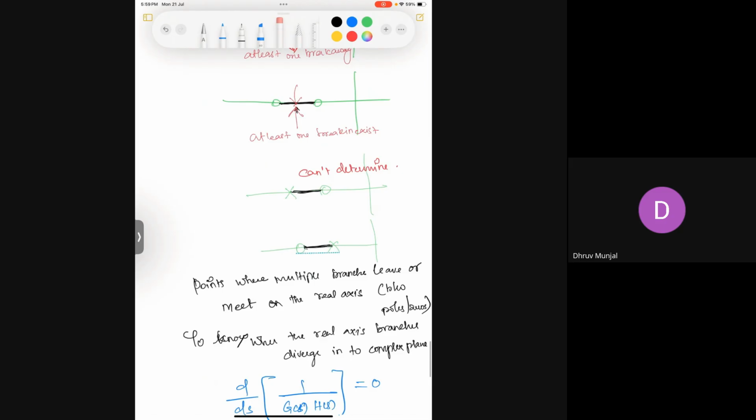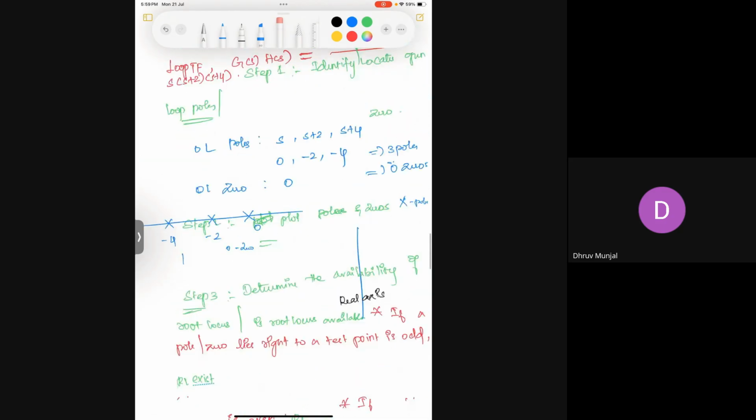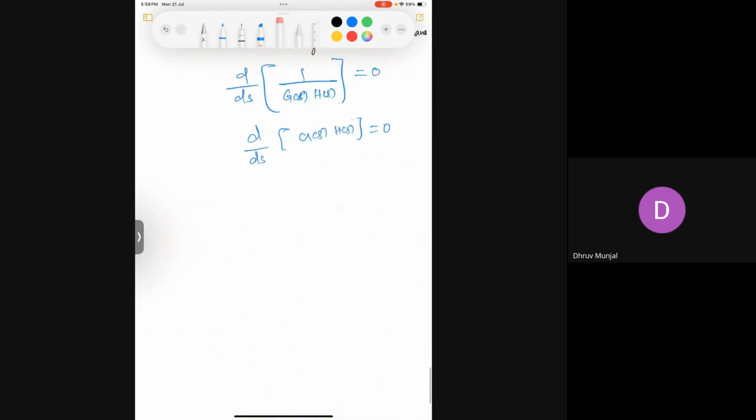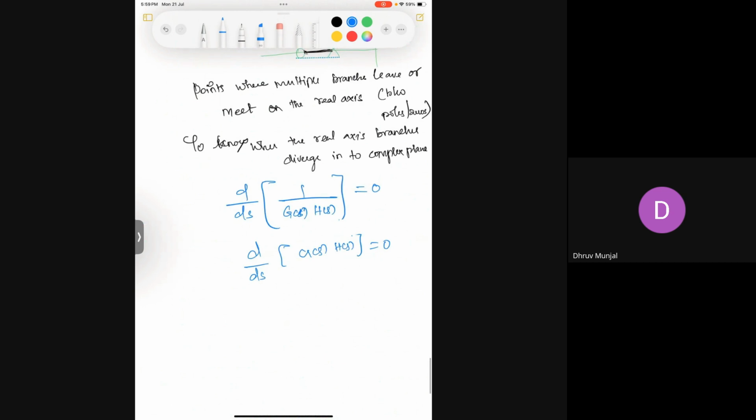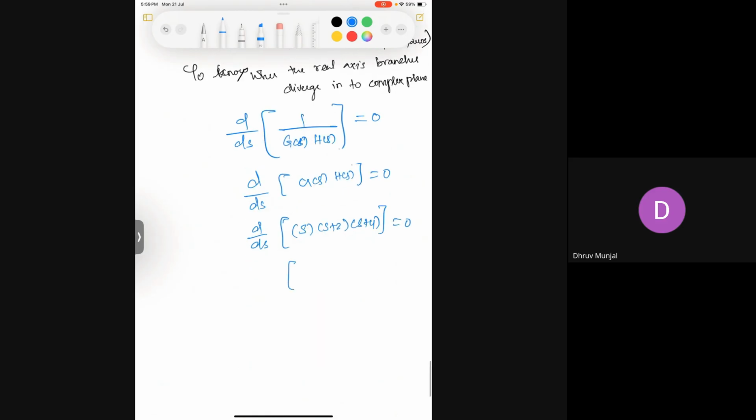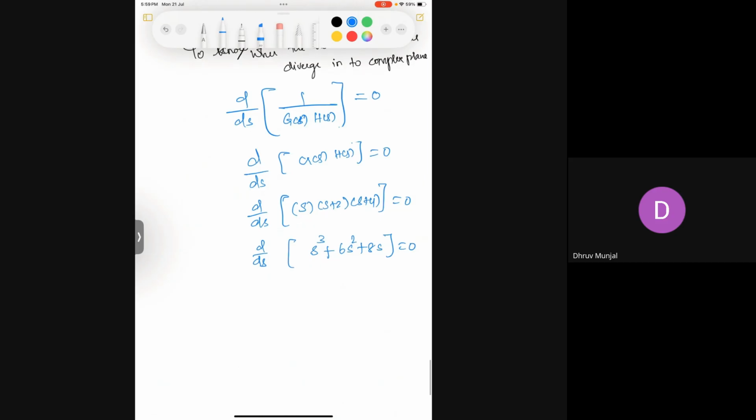So for our case, what is the equation? We have this, what do we consider? -2, -4, 0, right? So this will be d by ds of s into s plus 2 into s plus 4 equal to 0. And then this will be s square plus 6s plus 8 equal to 0, right? Any mistake I did? No, right? Okay, when you differentiate this, you will get 3s square plus 12s plus 8 equal to 0.